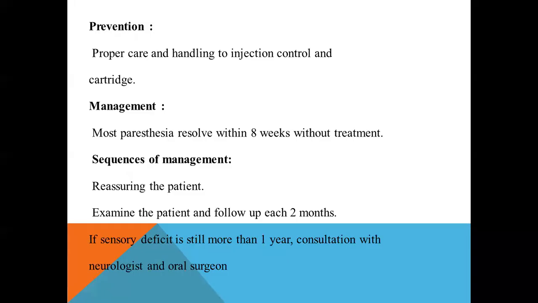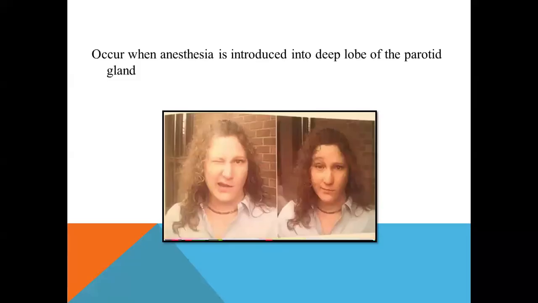First step is to reassure the patient, examine the patient and follow up every 2 months. If the sensory deficit persists for more than 1 year, consult with a neurologist and the respective department. It occurs when anesthesia is introduced into the deep lobe of the parotid gland. So this is one of the complications, which is nothing but facial nerve paralysis.